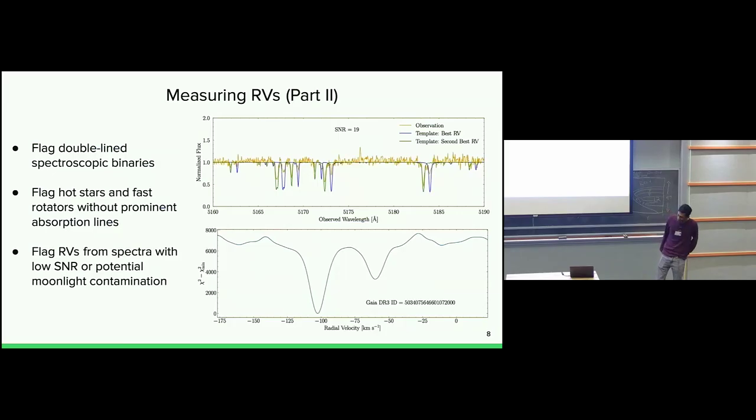There are also hot stars and fast rotators that don't have prominent absorption lines. These are interesting on their own, but for our purposes it makes it hard to measure a robust RV, so we removed them from our sample. And then finally, you have some spectra that are just low SNR or have potential moonlight contamination, and we threw those out as well.